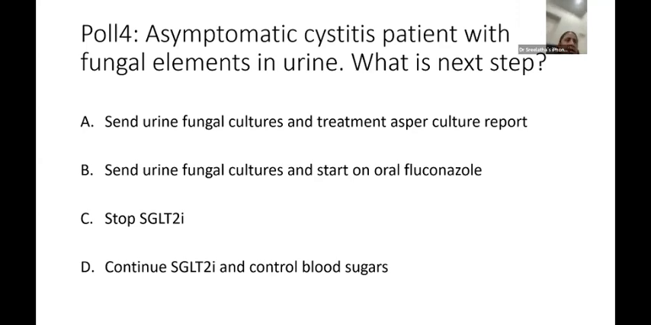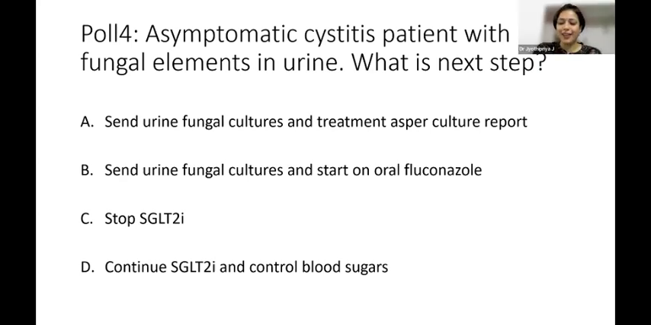Asymptomatic bacteriuria, there is no indication for stopping. Continue, may give antibiotic prophylaxis if it is a female with uncontrolled glycemia and persistent pyuria. I used to give a small dose of nitrofurantoin as a prophylaxis and continue with SGLT2. But for fungal elements, it is better to stop SGLT2.